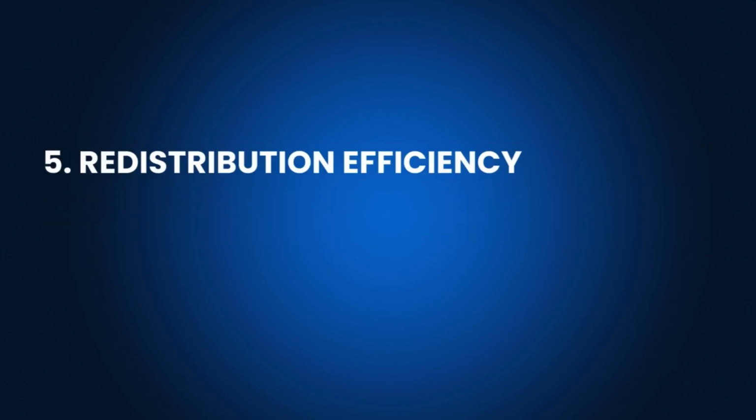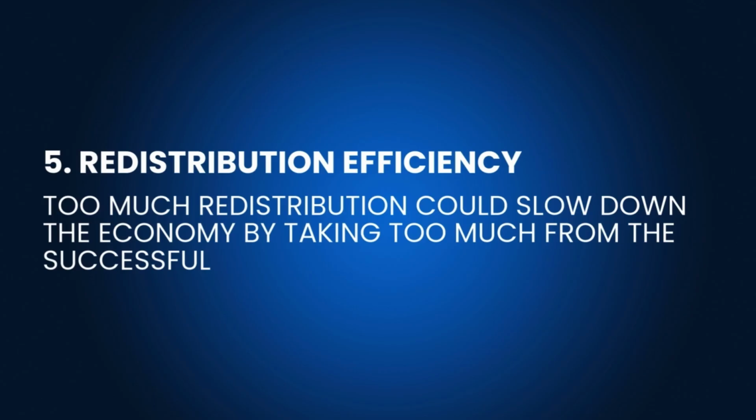Number five, redistribution and efficiency. Finally, some worry that too much redistribution could slow down the economy by taking too much from the successful.